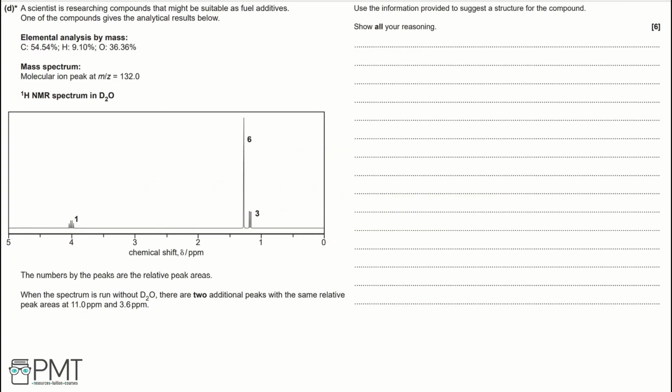Part D. A scientist is researching compounds that might be suitable as fuel additives. One of the compounds gives the analytical results below.